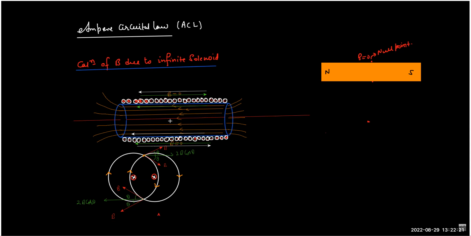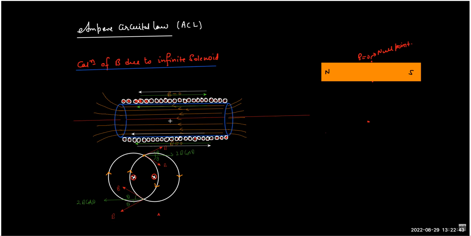And therefore, in case of magnetic field due to an infinite solenoid, we never talk about the finite one. Due to an infinite solenoid, the answer is always 0 just outside the solenoid, and it is non-zero inside the solenoid, as well as uniform.